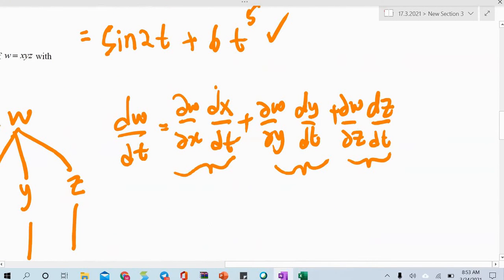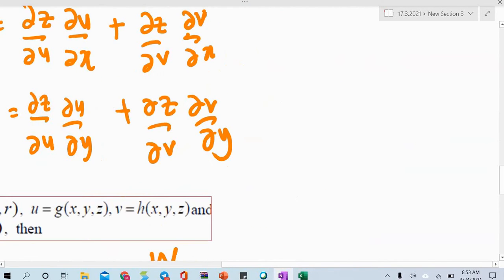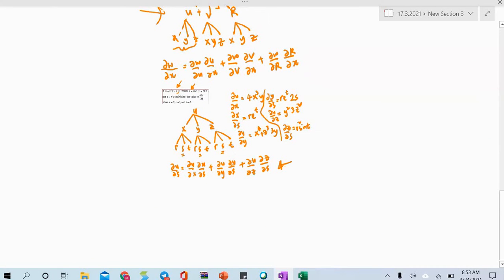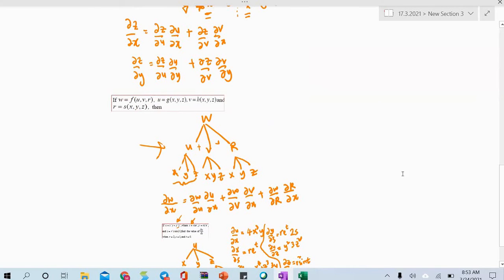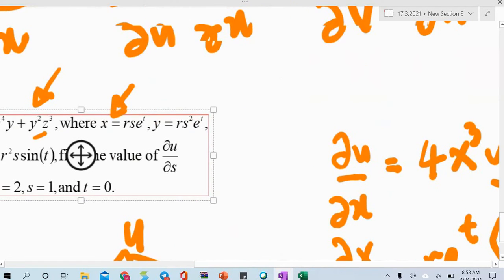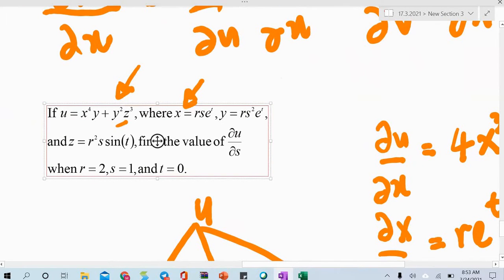Differentiate everything. So you will get something like this, right? You will add this, this, add this, this, add this, and the last one. And then you can substitute. You have to substitute after differentiating. Remember that for this question. Don't do it earlier. Don't substitute r equals 2, s equals 1, t equals 0 first.